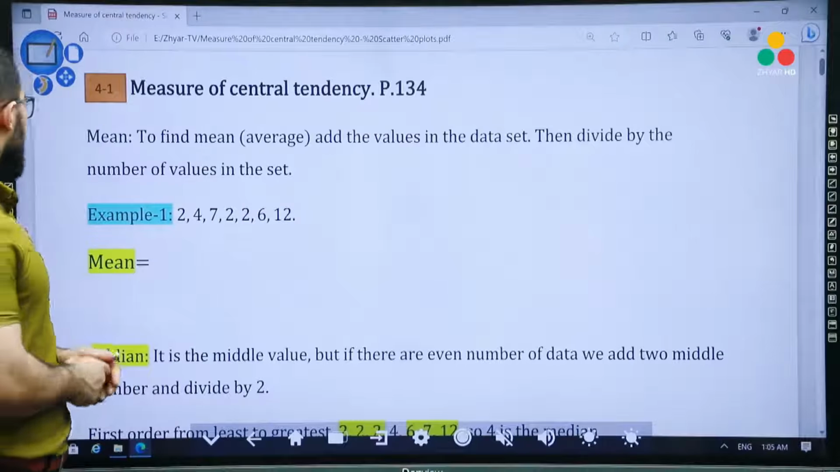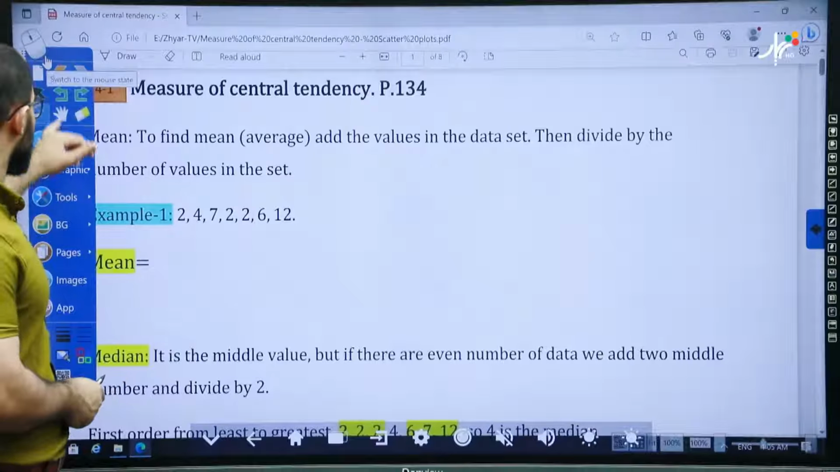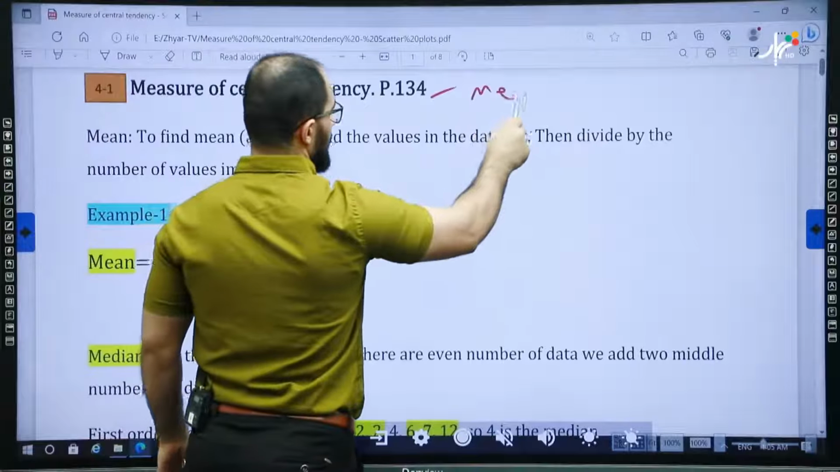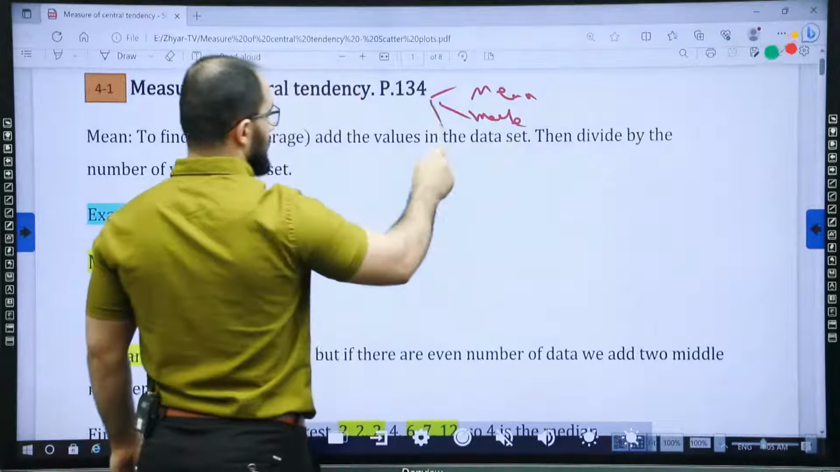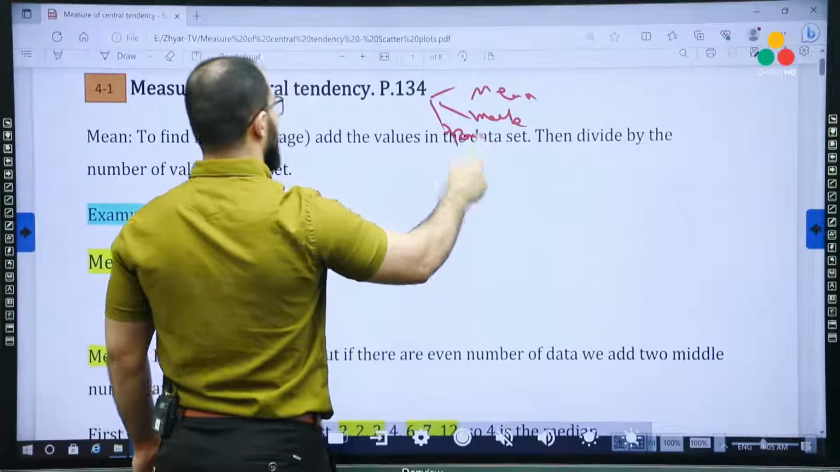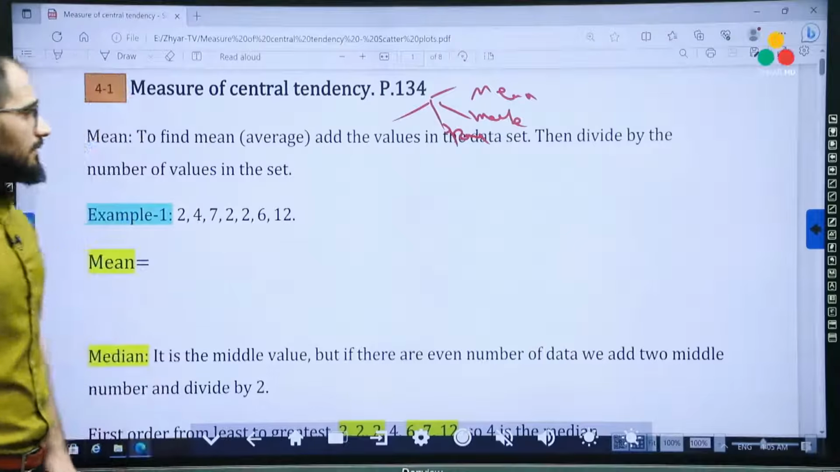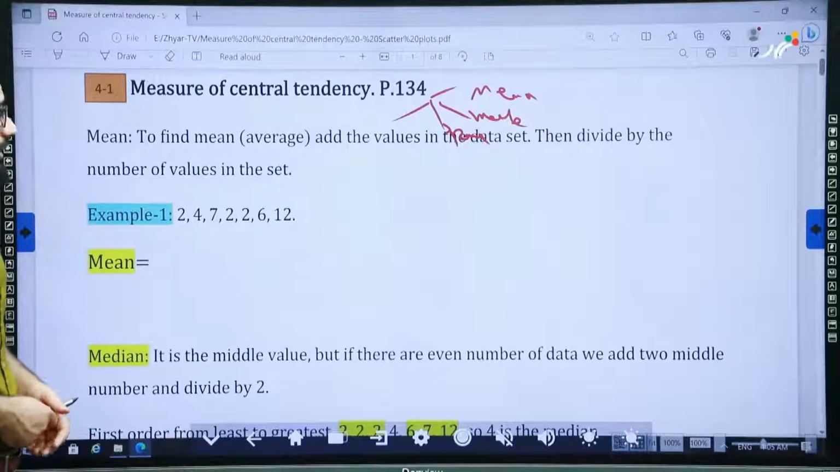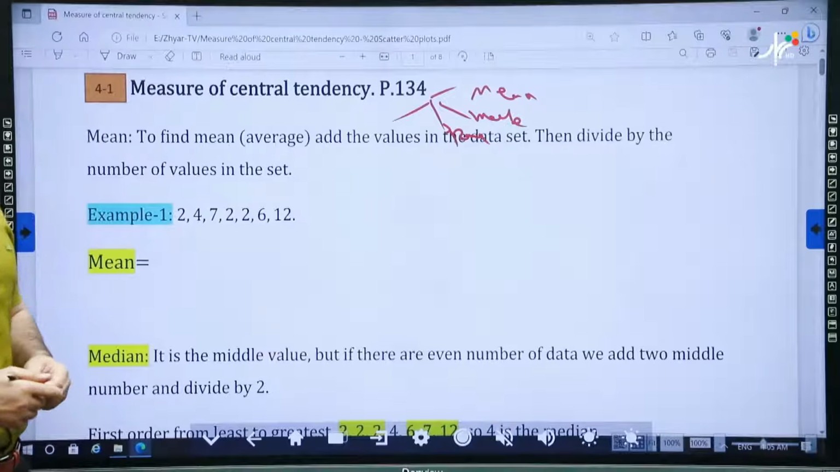So in measure of central tendency, we have something to find out. We have mean, mode, also range, and median. The first one is mean, or you can say average. So what is mean? It is the sum of the values of the set of data divided by the number of the data.